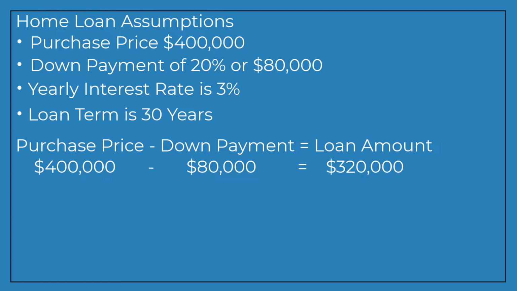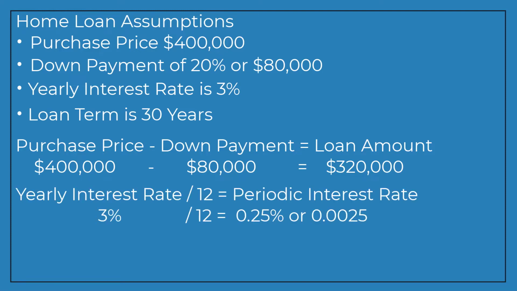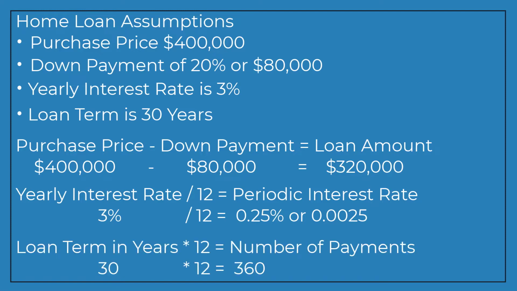This is the purchase price of $400,000 minus the down payment of 20%, which is $80,000, for a total loan amount of $320,000. Next, we need to calculate the periodic interest rate, which is the yearly interest rate of 3% divided by 12. We divide by 12 because the payments are made monthly. That gives us a periodic interest rate of 0.25% or 0.0025 in decimal form. The last thing we need to do is figure out the number of periods. Because this is a 30-year loan with monthly payments, we multiply 30 times 12, which gives us 360 periods or 360 payments.